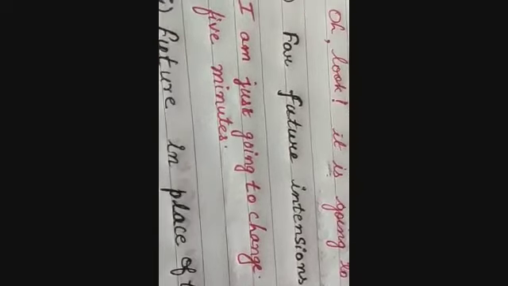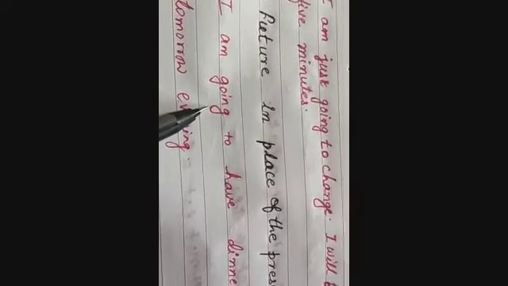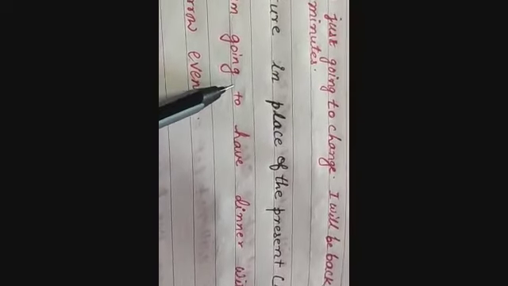Okay, so for future intentions or plans also, we use going to like, I am just going to change. I will be back in 5 minutes. Understood? For telling future in place of present continuous, we also use going to. Like, I am going to have dinner with Rebecca tomorrow evening. So here, the intentions of future mean what I'm going to have. So I'm going to have dinner with Rebecca, not today but tomorrow. So it is not happening now, or it hasn't happened, but it will happen. So such things are written with the help of going to in future tense.